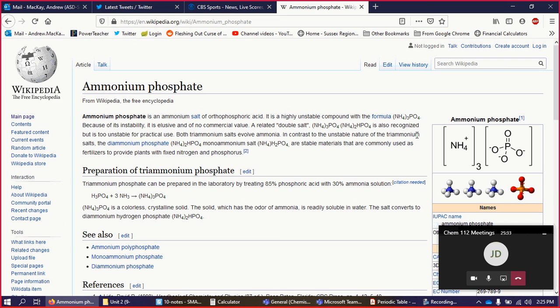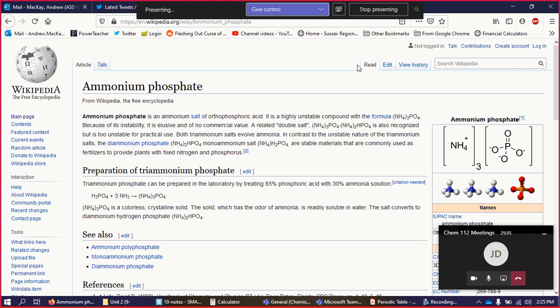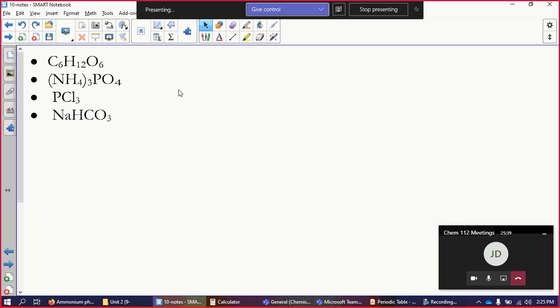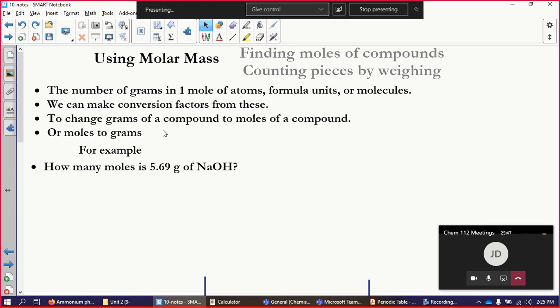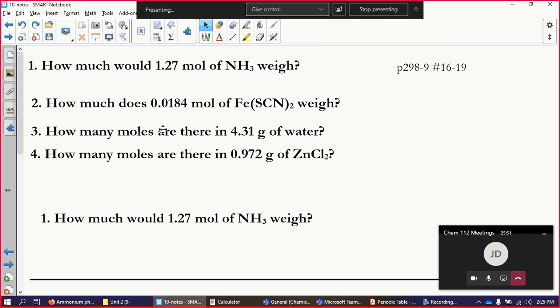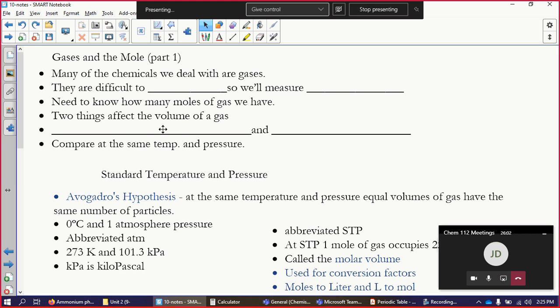Chemical formula, molar mass. I didn't even look at it. Go away. Not you guys, this thing. So it's just about adding everything up. Next week we'll talk about converting grams to moles for compounds. It's the same concept as the other stuff, but you have to add something up first. And that's really it. We'll talk about gases.